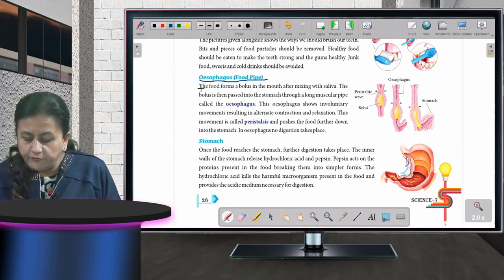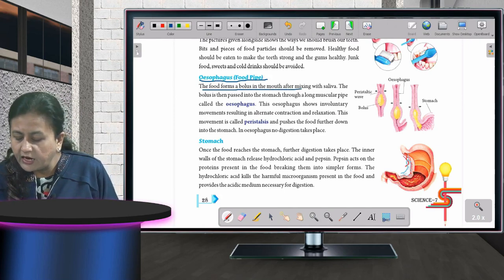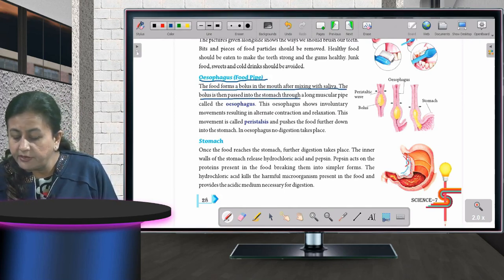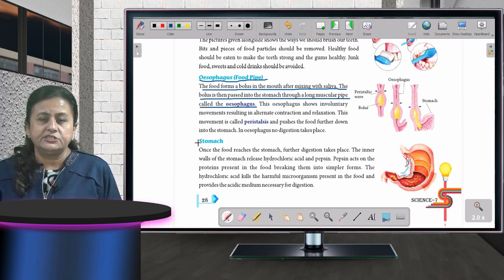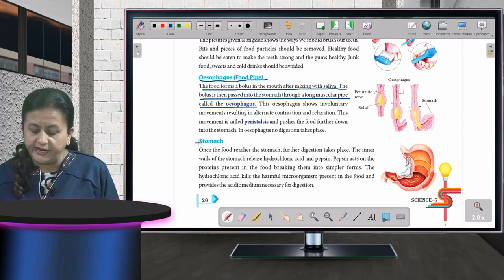The food forms a bolus in the mouth after mixing with saliva. The bolus is then passed into the stomach through a long muscular tube called the esophagus. Okay, as I told you, this is your esophagus, from your mouth to the stomach. How is the food entering? Through the esophagus. Fine, children.